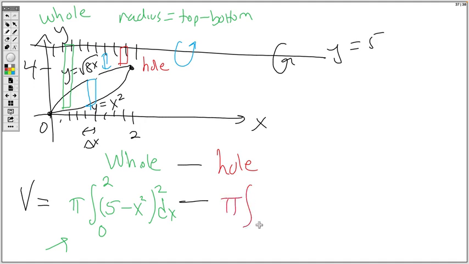This would be pi integral 0 to 2. What's the radius here? What's the top? What's the bottom? The top of this rectangle is y equals 5. The bottom of this rectangle is, there it is. Make sense or not, folks?